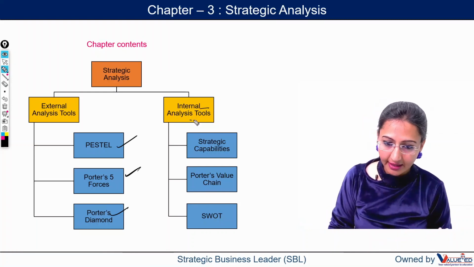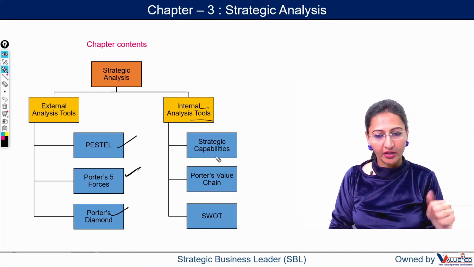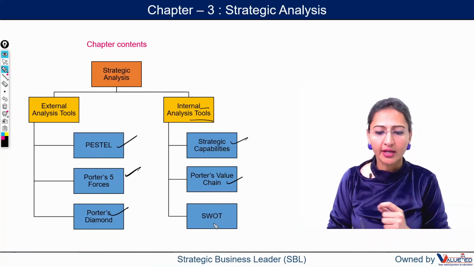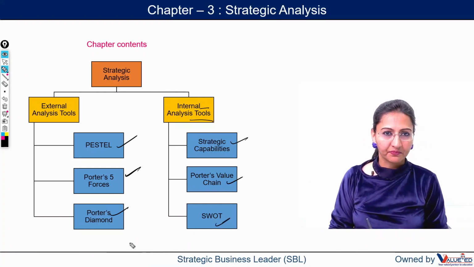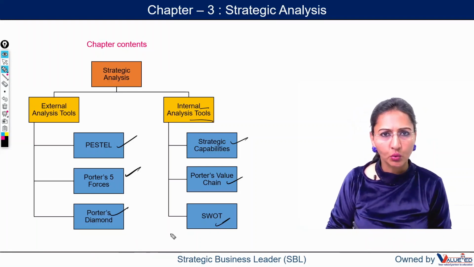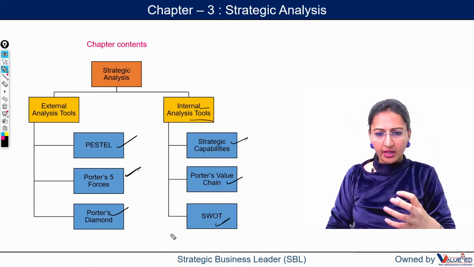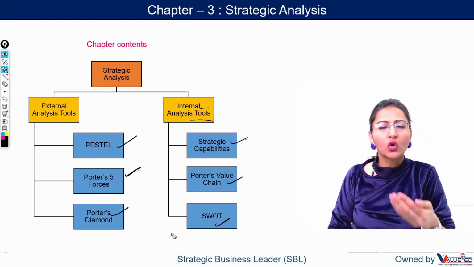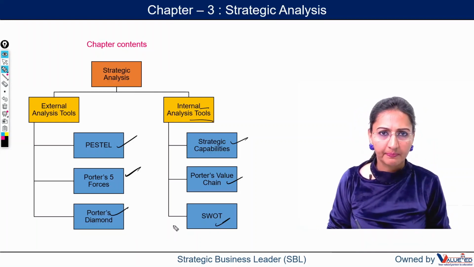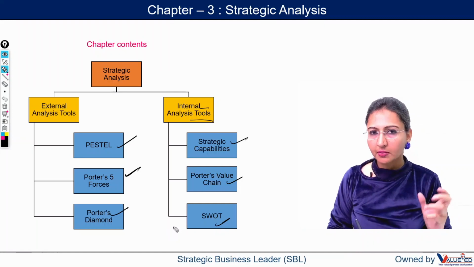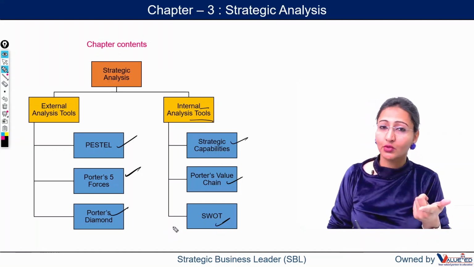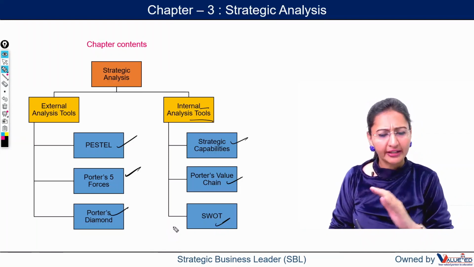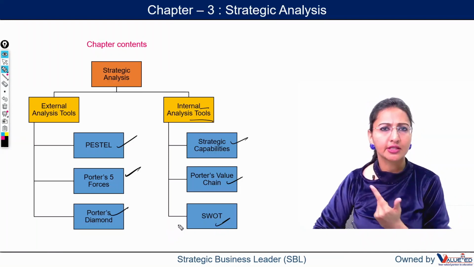Under the internal analysis tools, we are going to see strategic capabilities, then Porter's value chain and SWOT analysis. These are all internal analysis tools where we will analyze the internal structure or the internal systems of a business. What all things work in a business, how these are going to impact the strategies for the business. So that everything is there under internal analysis tools.